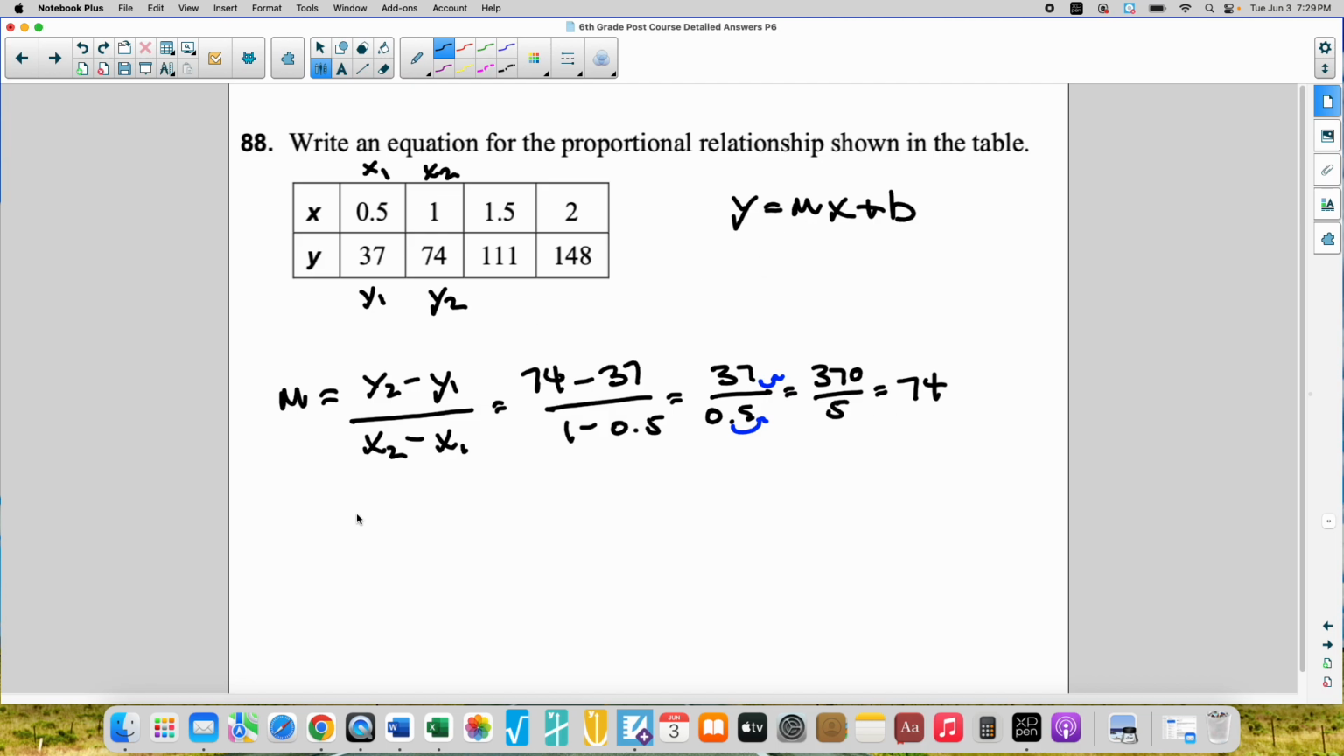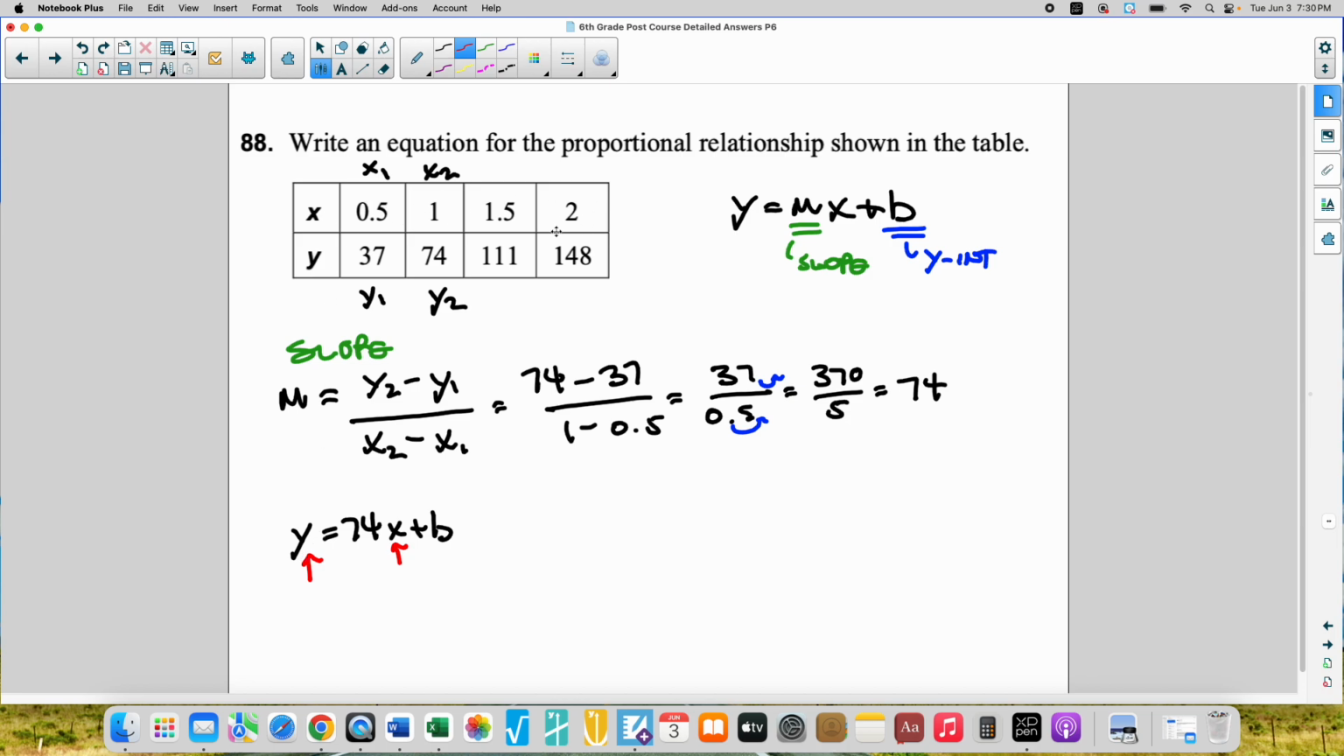So I can substitute that in. My equation now is y equals 74x plus b. And just to make sure, remember, when we fill in slope-intercept form, you fill in for the slope and the y-intercept. So we just found the slope, and now we have to find the y-intercept. So I need to find this value. Do I know an x and a y? Yes, in fact, I know 4 x's and y's.